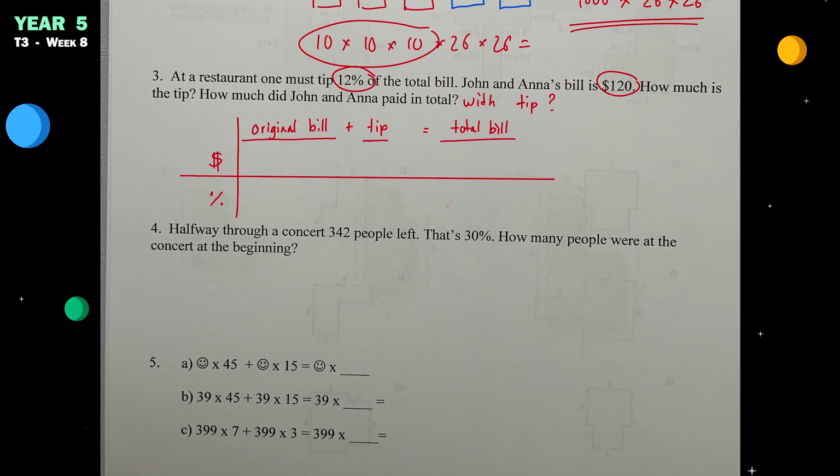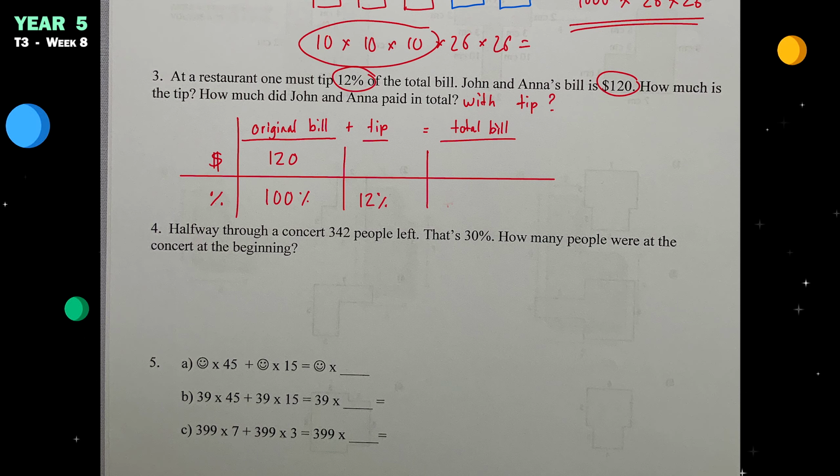Okay, so in the beginning we have the original bill, which is $120. They give it to us there, 120. And then the tip, we don't know a tip amount, but we do know the percentage is 12%. And the total amount, we don't have a total amount either. Now, this is obviously 100%.